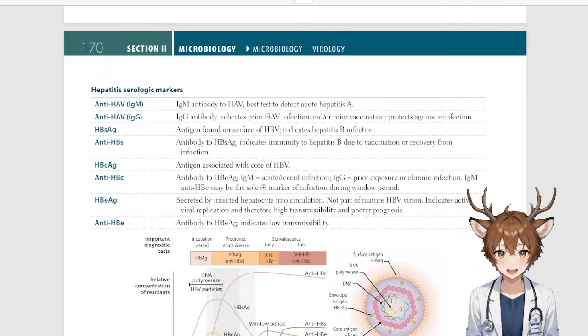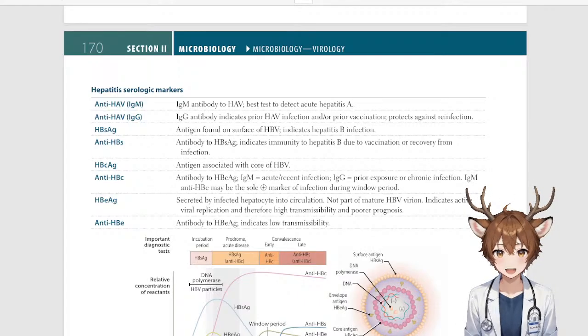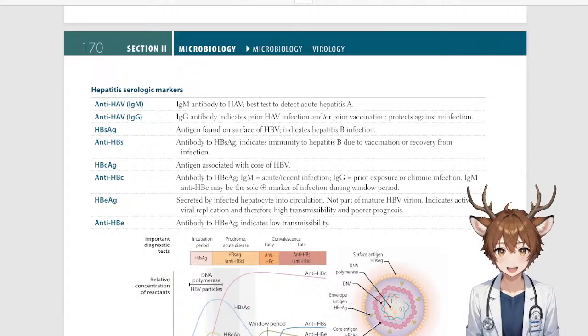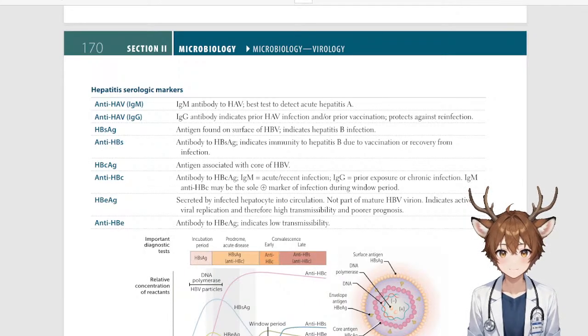Anti-HBc. Antibody to the HBc antigen. IgM equals acute recent infection. IgG equals prior exposure to or chronic infection. IgM anti-HBc may be the sole positive marker of infection during a window period.